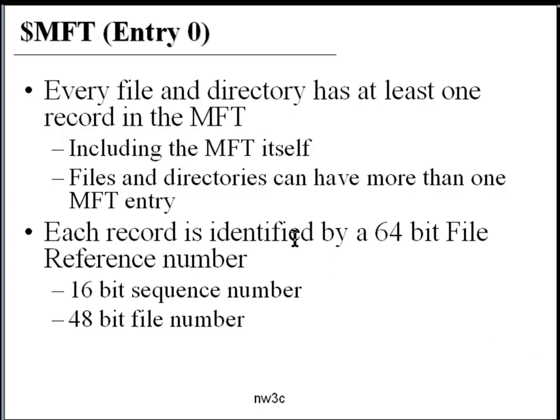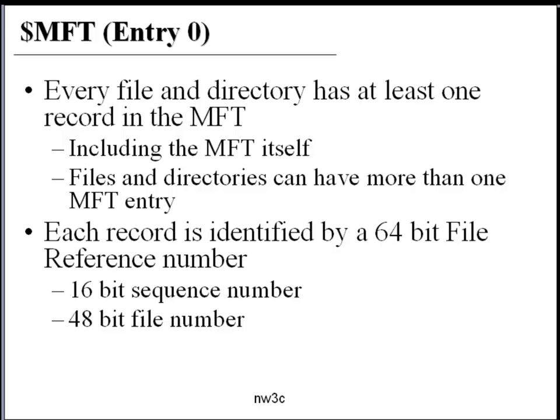Okay, every file and directory has at least one record in the master file table, including the master file table itself. Files and directories can have more than one master file table entry, and each master file table record is identified by a unique 64-bit file reference number. There's actually a 16-bit sequence number that goes with that, as well as a 48-bit file number.